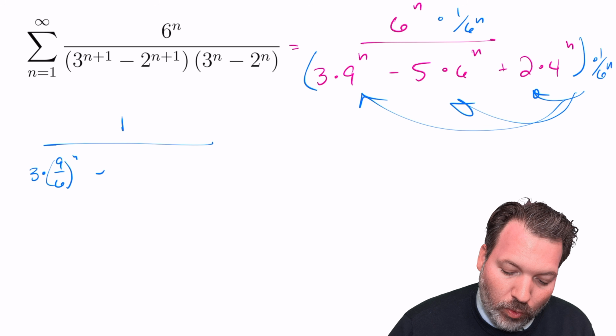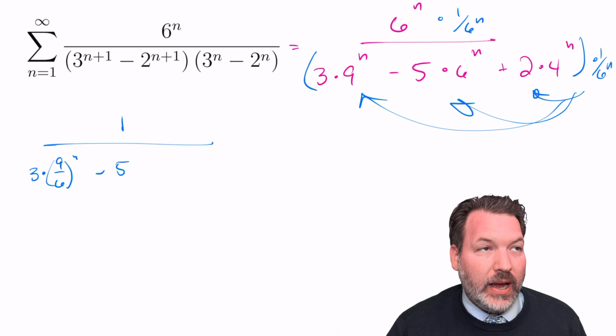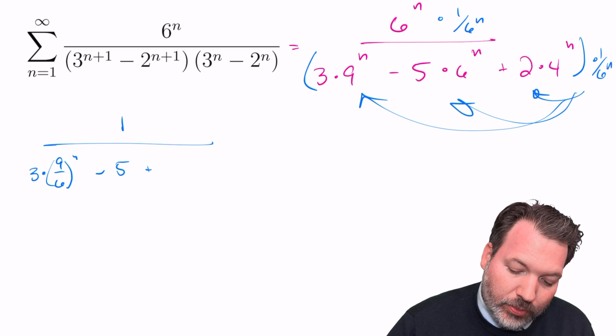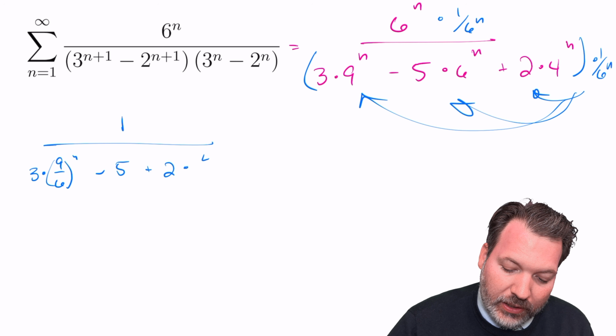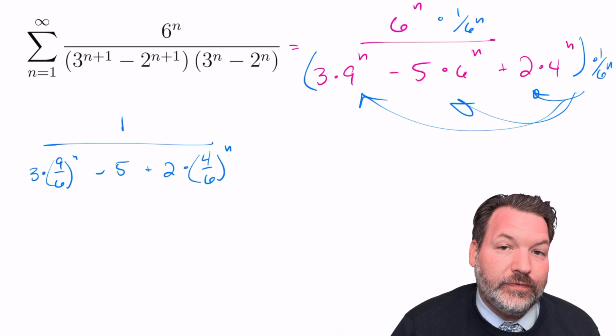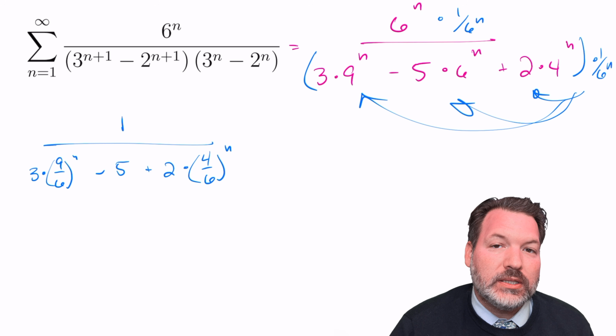When I distribute that 1 over 6 to the n to 5 times 6 to the n, obviously the 6 to the n part cancels out. And then when I distribute to the 2 times 4 to the n, just like we did before, I can actually combine the 4 to the n and the divided by 6 to the n part into the same expression.